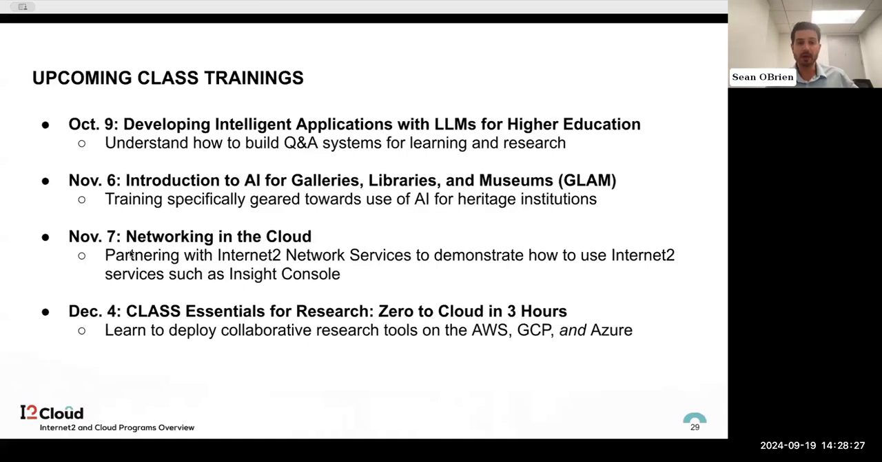We do have a number of upcoming trainings. Unsurprisingly, a couple of the earliest ones are around artificial intelligence, but also a networking in the cloud course that shows folks how to use the Internet2 Cloud Connect Insight Console to connect with cloud services. And then our CLASS Essentials course, which helps researchers support their use of three of the leading cloud platforms, AWS, GCP, and Azure, in a vendor agnostic way. That's another thing key to what we do in CLASS: we try to do these offerings in a vendor agnostic way, knowing that the R&E community is clearly focused on multi-cloud.